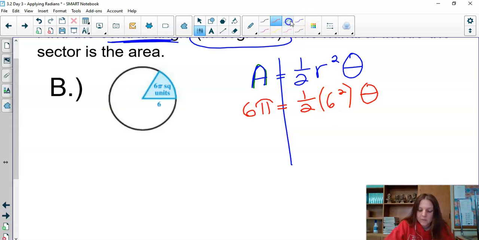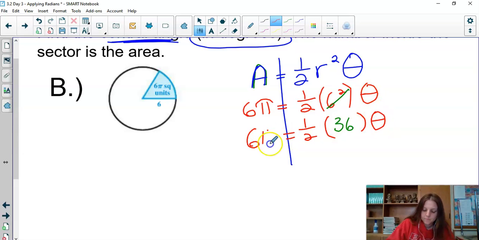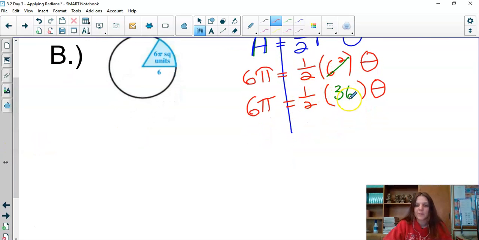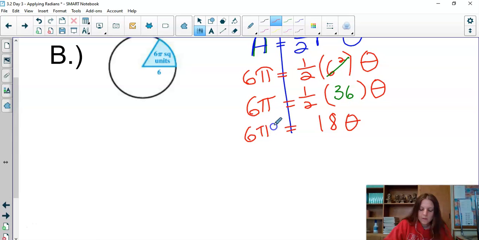6 squared, 6 times 6 is 36. I'm bringing down the times 1/2. And I'm bringing down theta. Okay, the next thing that I'm going to do is find half of 36. Remember, that just means you're dividing 36 by 2, and that equals 18. I'm trying to get the theta by itself, so I'm going to divide both sides by 18.